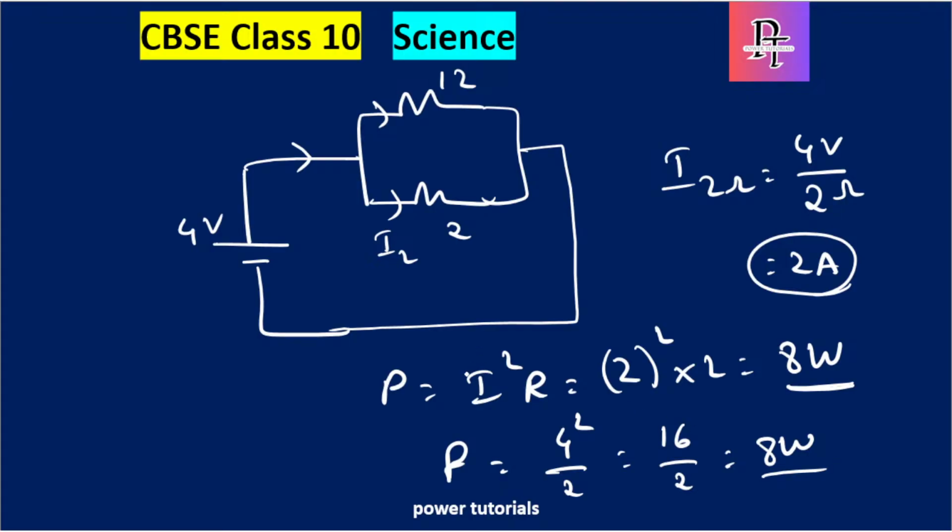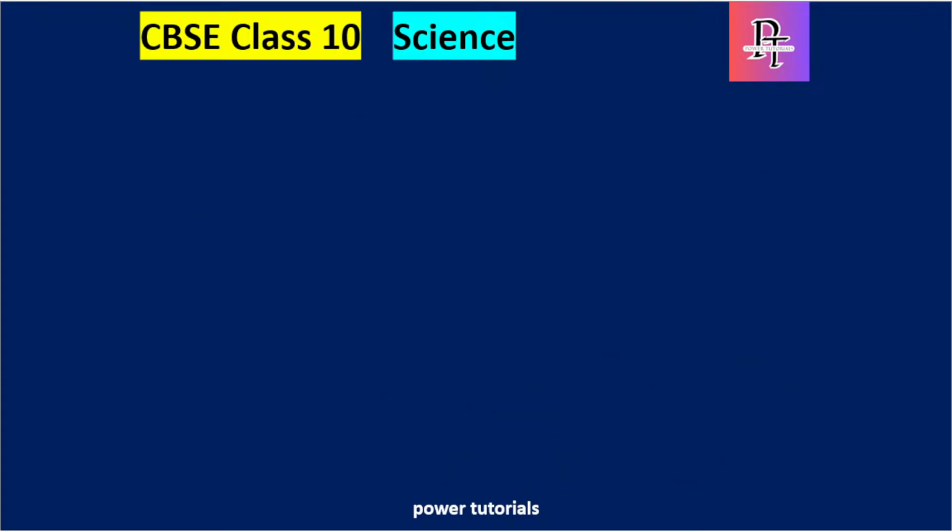But here the current is not the circuit current, it is the current passing through the resistor. Same way here the voltage is across the resistor. In the parallel combination the voltage will be the same, so the voltage is 4 volts. Thus we got the same answer. But don't find the total current and then apply this formula. Always find the current passing through the resistor and then apply this formula. In this way most of the numericals, exercise questions, in-text questions, as well as example questions of parallel circuits have been covered.